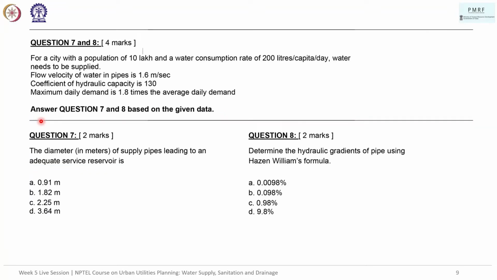Yeah, sure. So, coming back to the question. The details given are flow velocity of water in pipes is 1.6 meters per second, coefficient of hydraulic capacity is 130, and maximum daily demand is to be taken as 1.8 times the average daily demand.